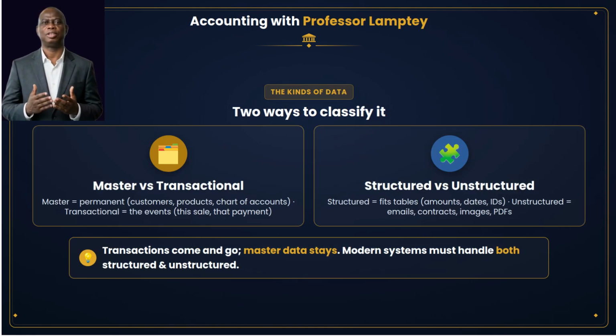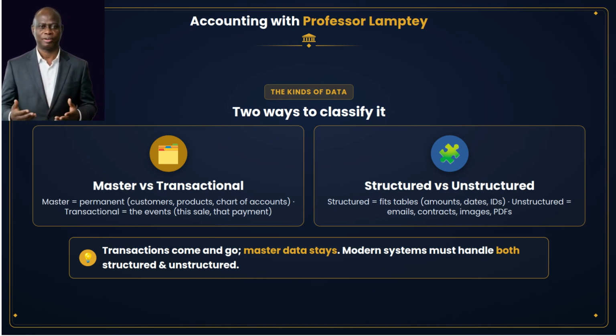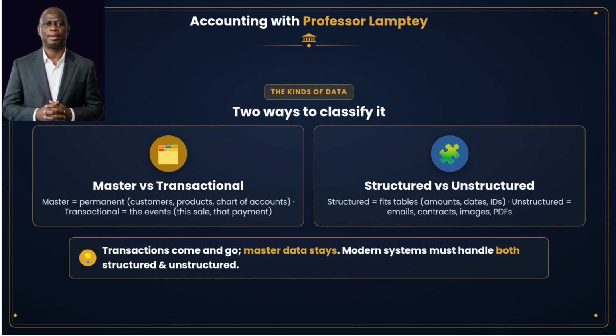To read any of this, know the two ways we classify data. First, master data versus transactional data. Master data is the relatively permanent stuff. Our customer list, our product catalog, the chart of accounts. Transactional data is the individual events, this sale, that payment. Transactions come and go, master data stays. Second, structured versus unstructured. Structured data fits neatly into tables, amounts, dates, IDs. Unstructured data doesn't. Emails, contracts, images, PDFs. Modern systems increasingly have to handle both.